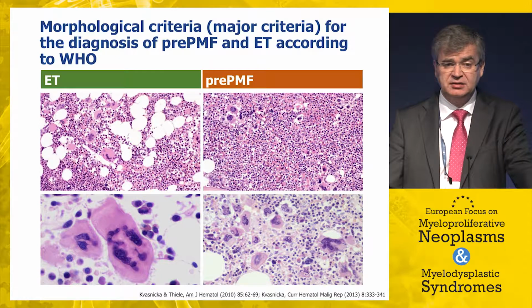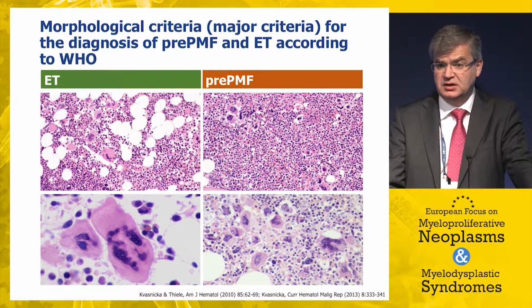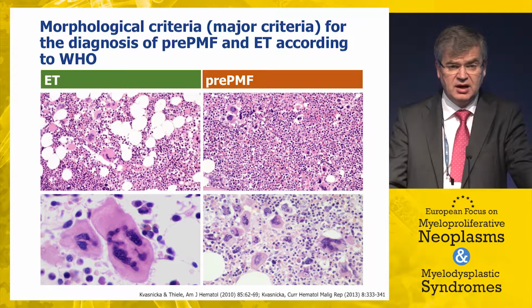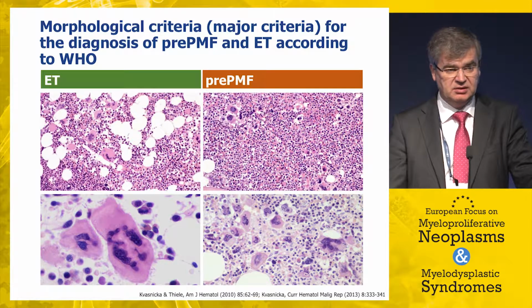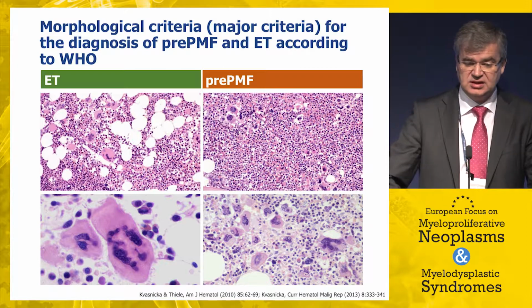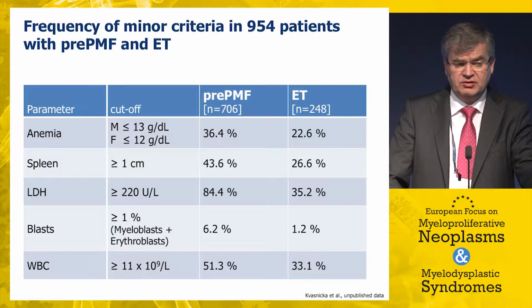And just by regarding cellularity, you see that in the ET cases, you normally see a normocellular bone marrow, whereas pre-PMF is characterized by a hypercellular bone marrow, increase in granulopoiesis, increase in megakaryocytes, and increase in atypical megakaryocytes. That's the key to make the diagnosis. So how about the question of minor criteria?